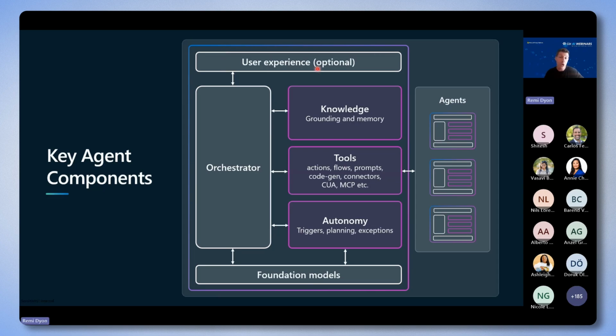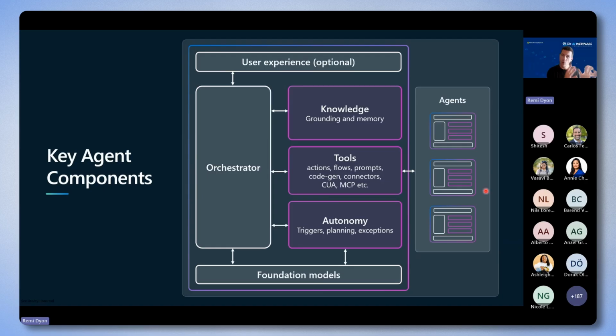At the top, you have a user experience. It says it's optional because technically, autonomous agents don't have a front end. They don't have a user experience layer. They run in the back end. So an agent doesn't necessarily mean a conversational agent. And today we'll cover both conversational agent and autonomous agent within the context of that generative orchestration topic.